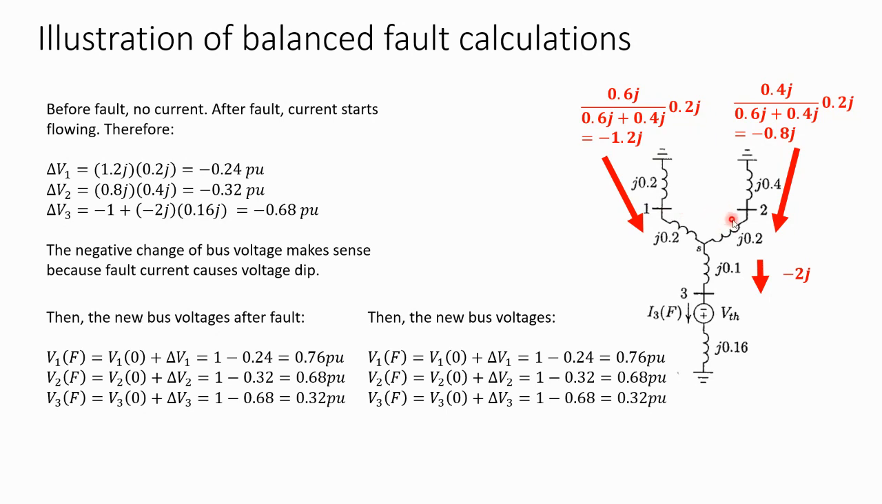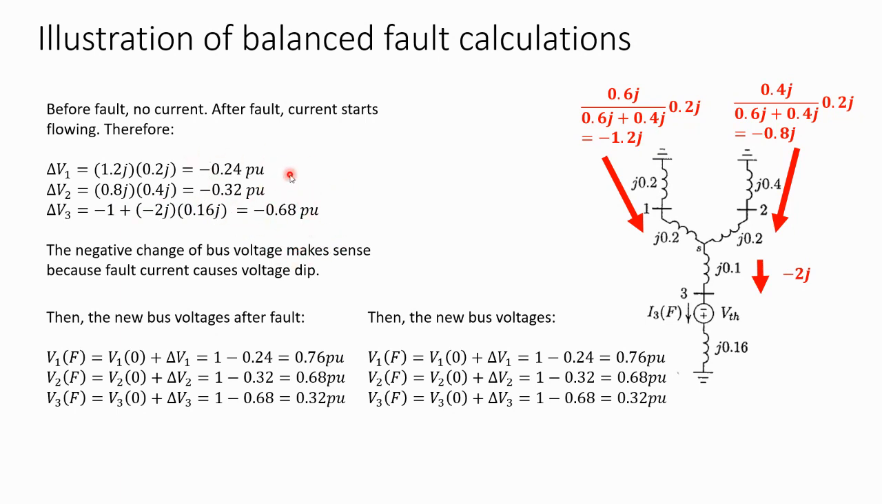And the same we perform over here in bus 2. Applying the same logic, we get negative 0.32. The same logic applies at bus 3 as well. To get the change of the voltage at bus 3, I simply calculate the voltage drop along the branch. So walking down from bus 3 to ground, that will be negative VTH plus I3F multiplied by 0.163, which is given over here. And then you get negative 0.68.